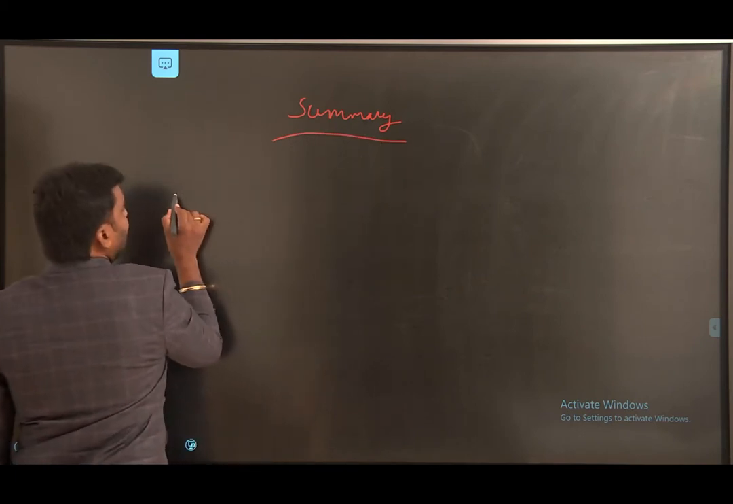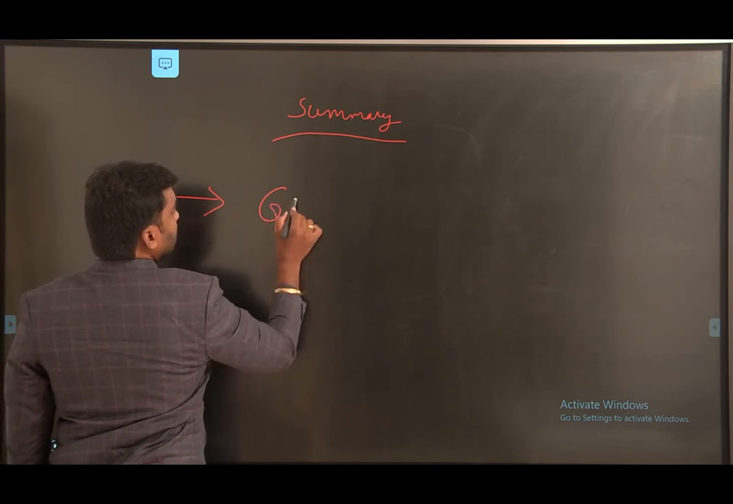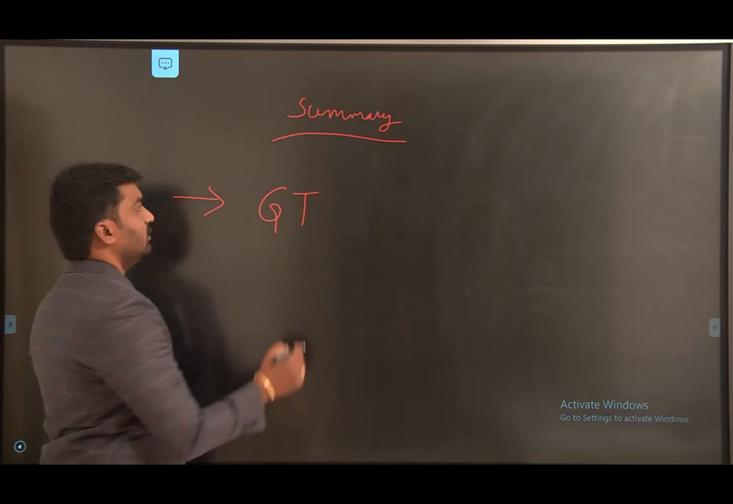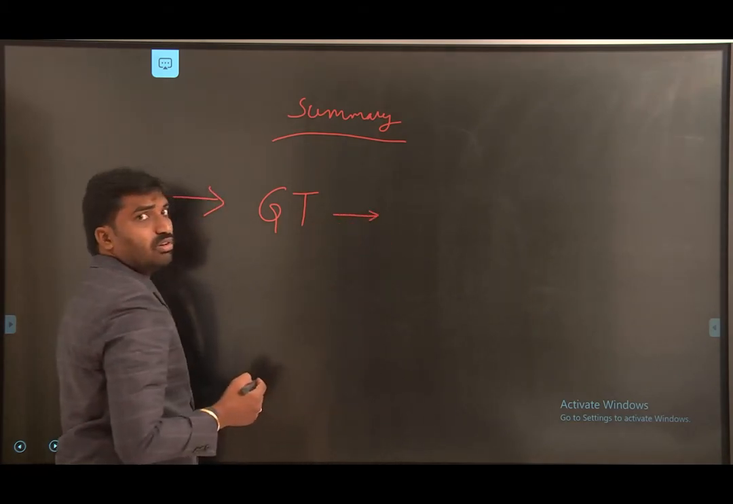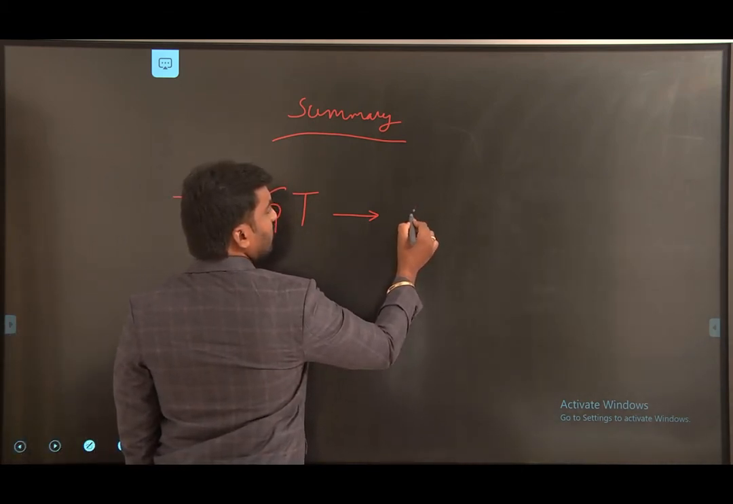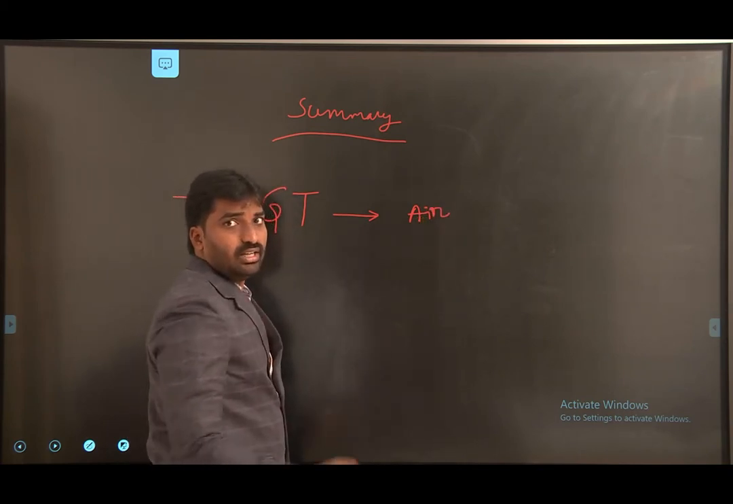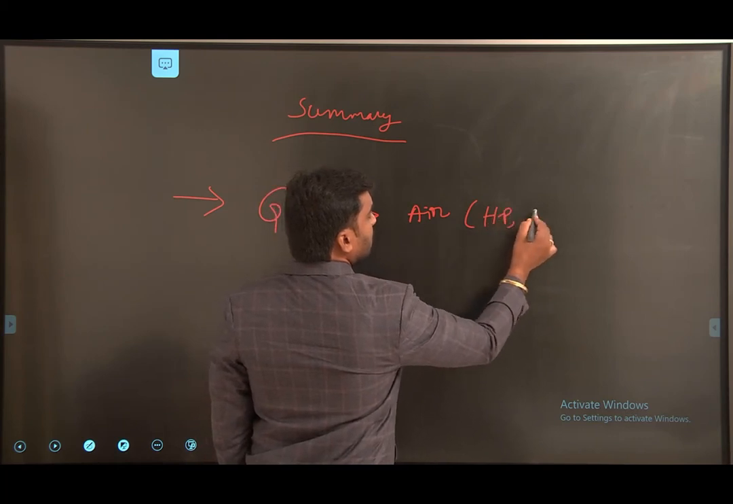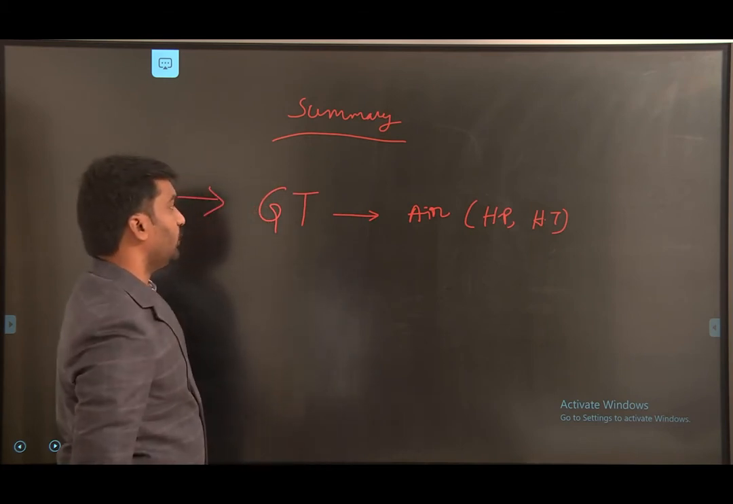In today's class, the main concept is the gas turbine power plant, simply written as GT. So in a gas turbine power plant, what is the working fluid here? The working fluid is air, at high pressure and high temperature.